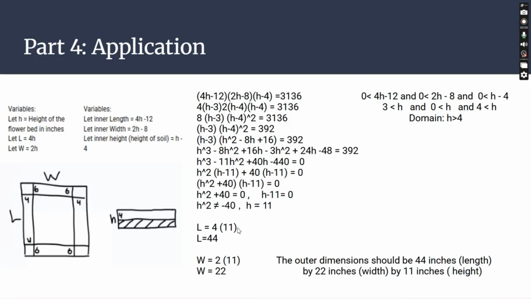We have the height, so we can find the outer dimensions. Length is equal to 44 inches. Width is equal to 22 inches, and the height is equal to 11 inches. So the final dimensions of the flower bed are 44 inches by 22 inches by 11 inches.